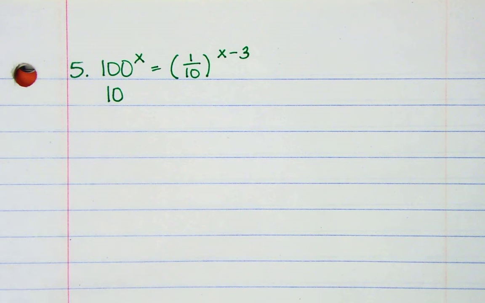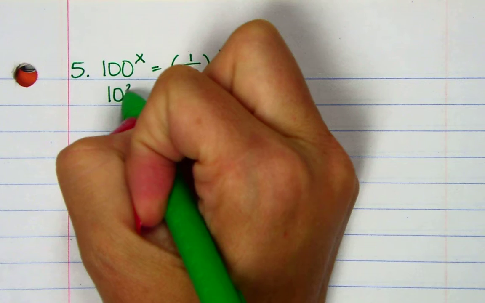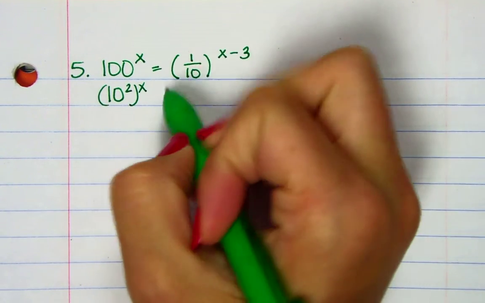10 to the 100, 10 to the 10th power would be like a trillion. I don't even know, 10 zeros, what is that? A lot. More than a billion, in between a billion and a trillion. So 10 squared to the x power.